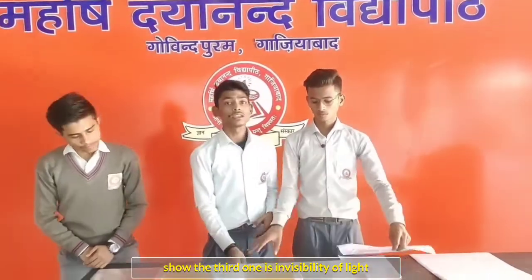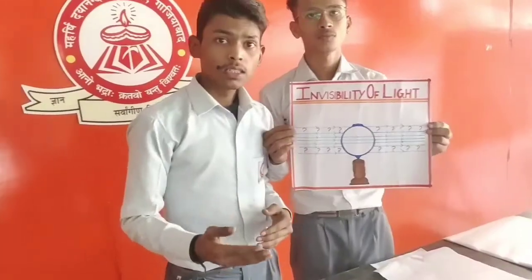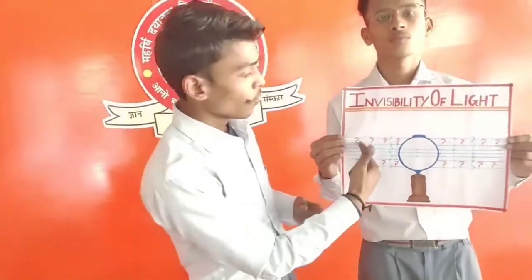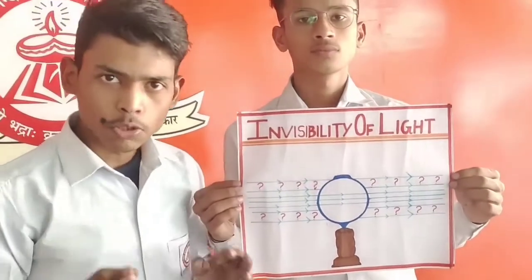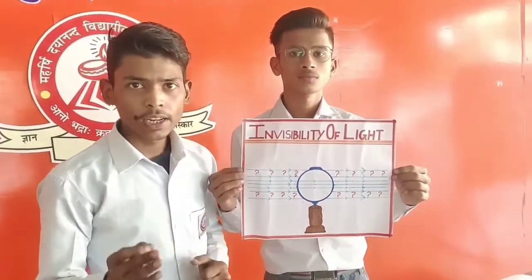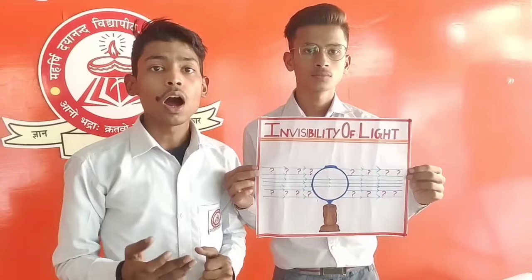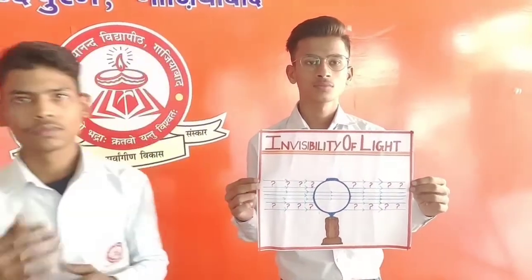So the third one is invisibility of light. As you can see, the light which has the question mark has become invisible. So this is demonstrated by our project very clearly. So let's have a view of how the light is invisible.